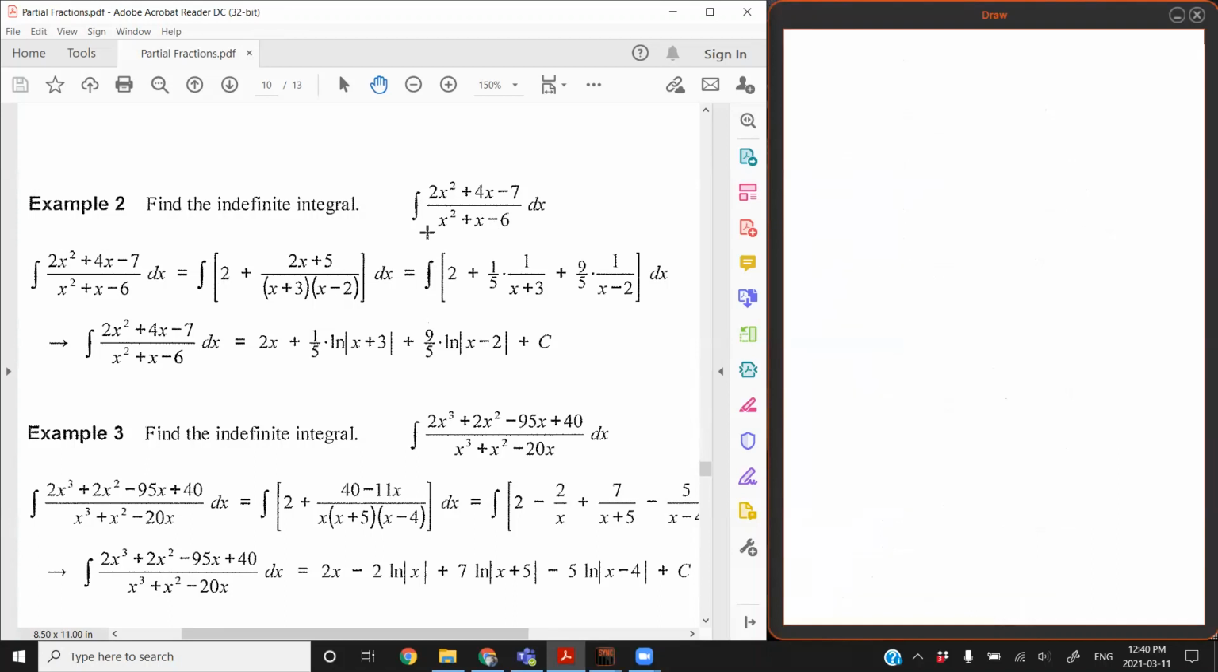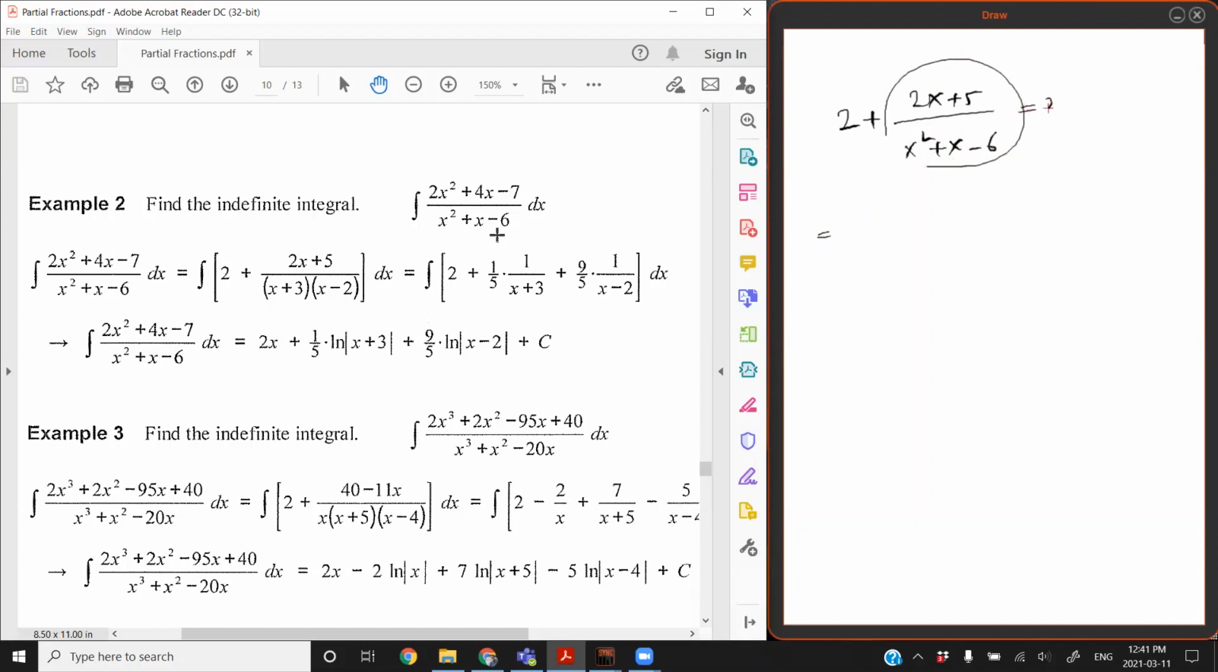So for this problem, the improper rational expression becomes 2 plus (2x plus 5), which is the remainder, over x squared plus x minus 6. Now this one is a proper one, and you can use the methods that we learned in part A to decompose this fraction into simpler fractions.